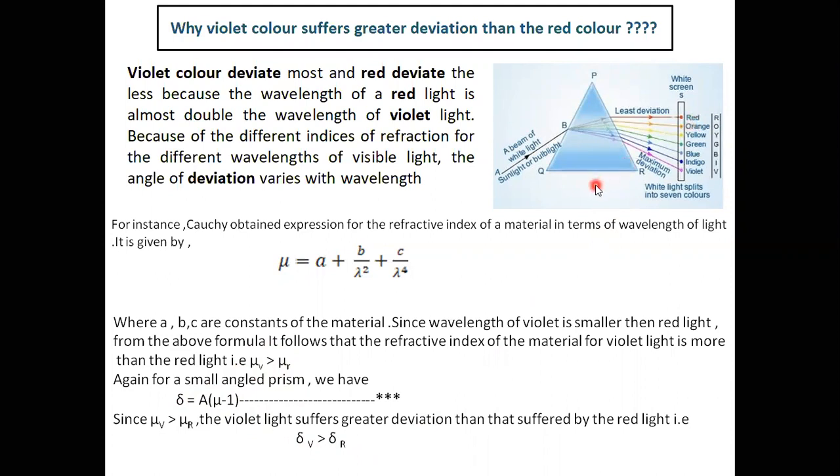From the board exam point of view, this has been asked many times: why does violet color suffer greater deviation than red color when it passes through a prism? You have to mention Cauchy's relation and express how refractive index is inversely proportional to the wavelength of the colors. You have to clearly mention that the violet wavelength is smaller than the red, hence the refractive index for violet is more than that of red. And using the small angle prism relation, you can tell that the deviation for violet is greater than the deviation for red.